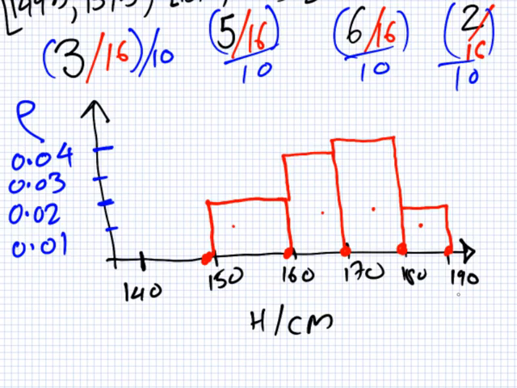Now, this histogram, its purpose is to show you proportions. The total here is 1. That means the total area is 100%. What was the first area you got?